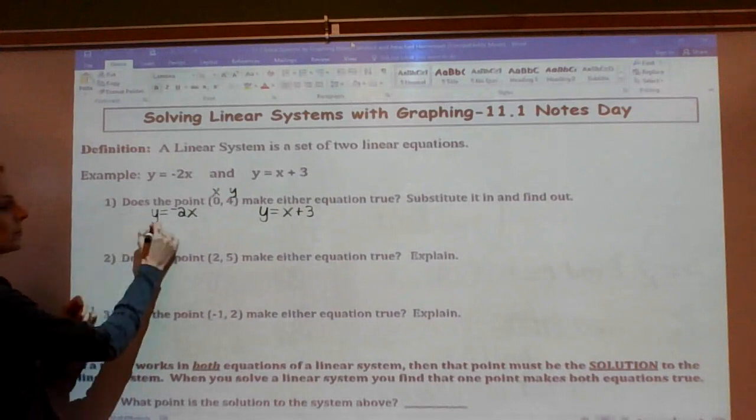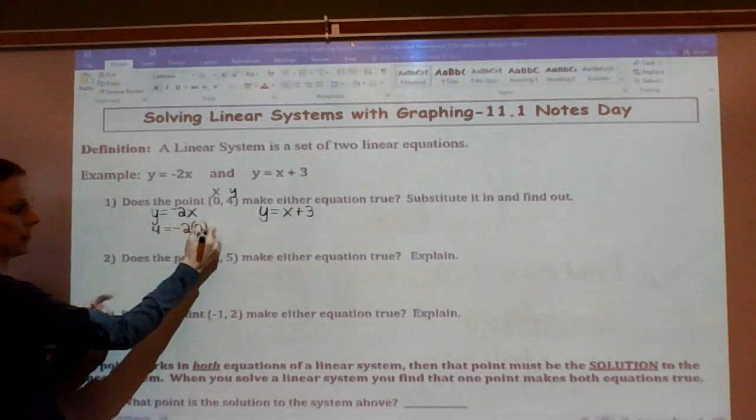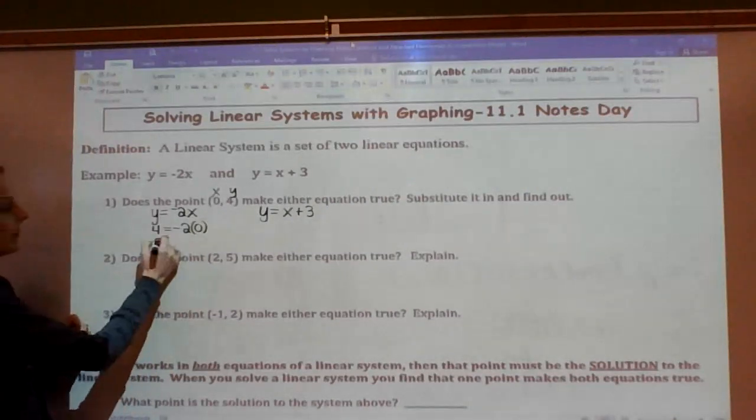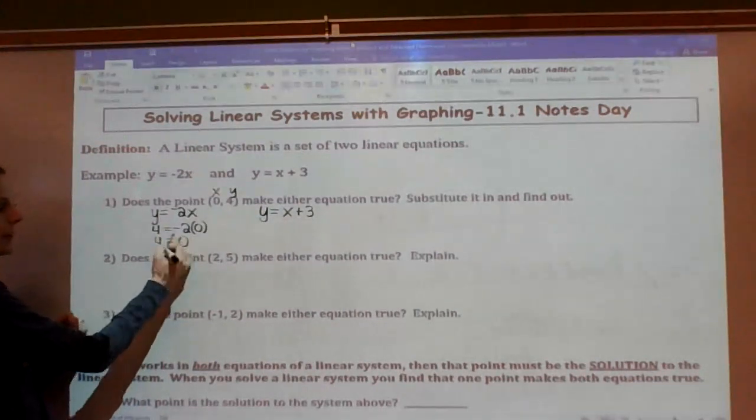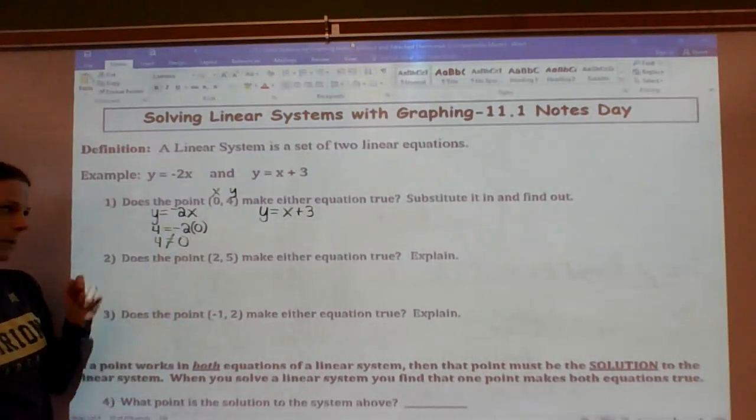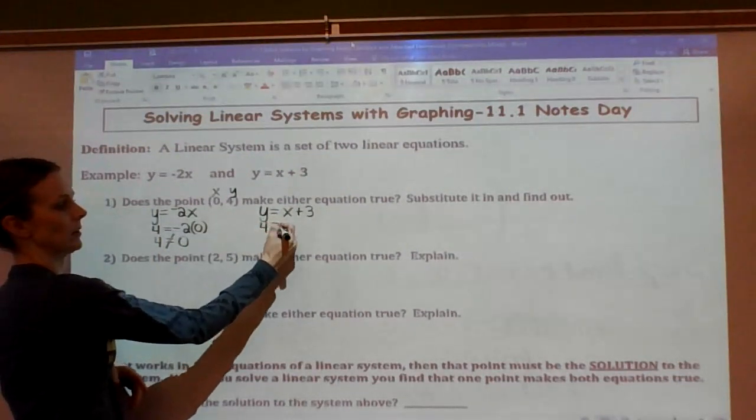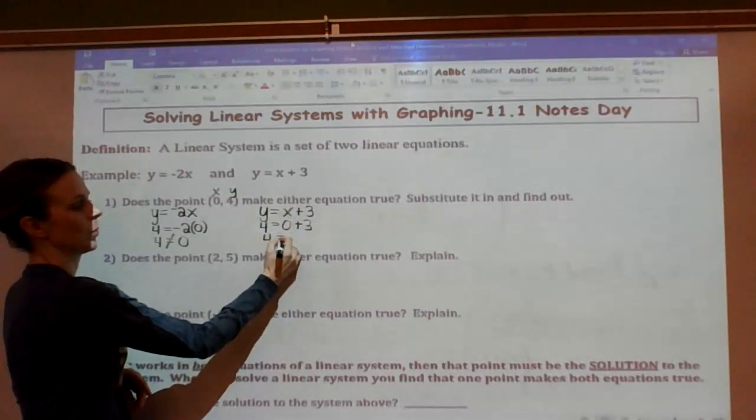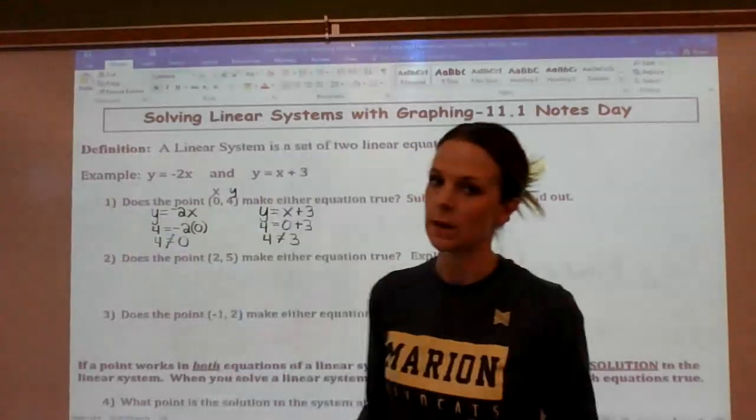So our y is 4. And I get negative 2 times, I'm plugging in my x, which is 0. And I'm going to look at the statement now. Negative 2 times 0 is 0. 4 does not equal 0, so that's a false statement. Let's plug in our 4 here. Plug in our x. We get the statement that 4 equals 3, which is another false statement. So it doesn't make either one true.